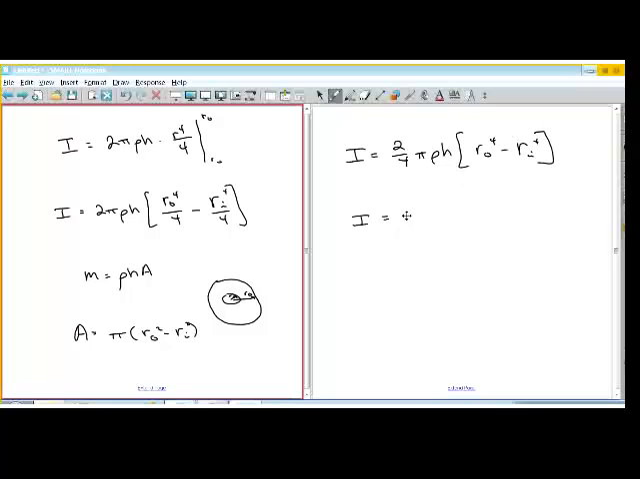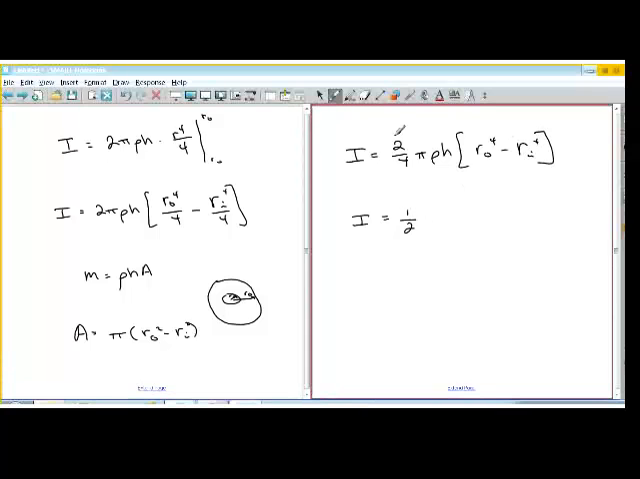So I've got that squared there. If you factor this thing, let's simplify that. So you get 1/2 pi rho h. You'd have r sub O squared plus r sub I squared, and then you'd have r sub O squared minus r sub I squared. So we're just using factoring.